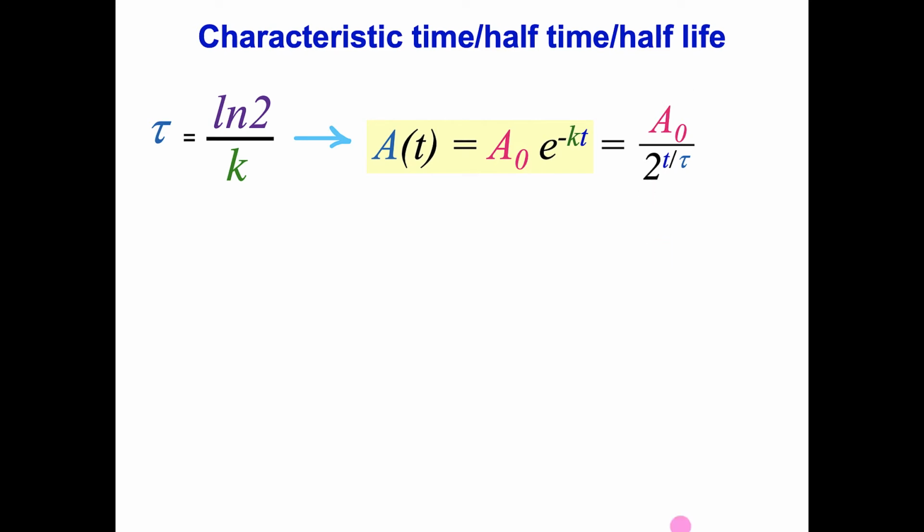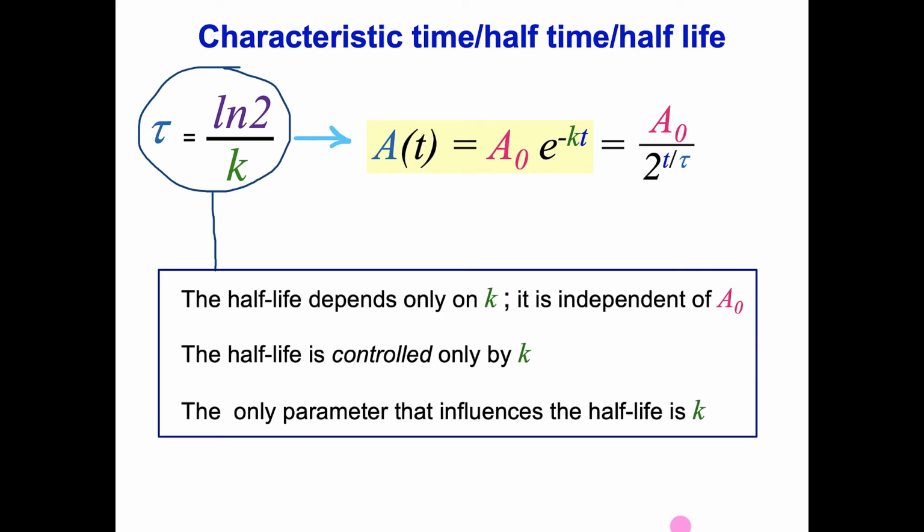Finally, let's note that the half-life depends only on k. It is independent of A0. Another way of saying this is that the half-life is controlled only by k. In other words, the only parameter that influences the half-life is k.